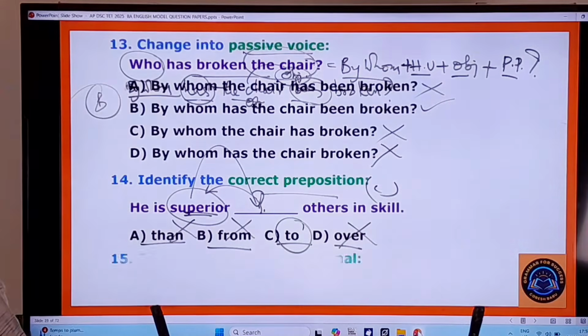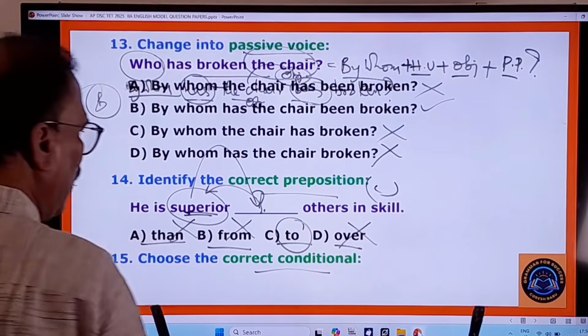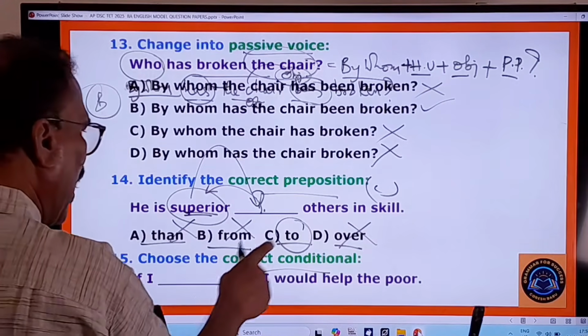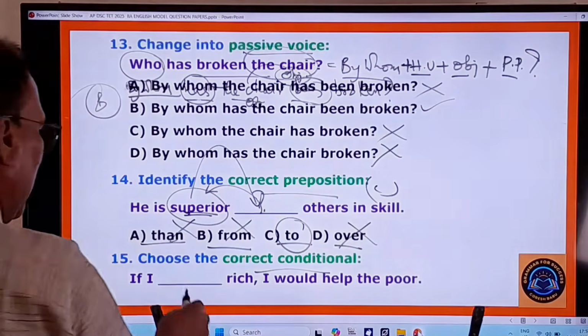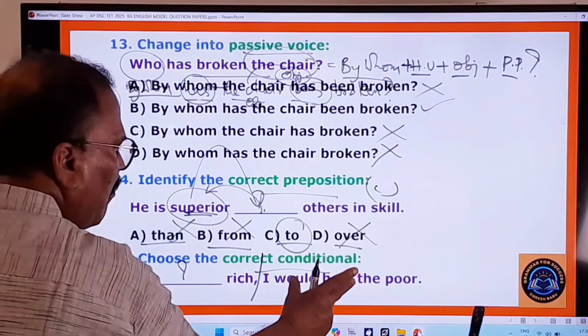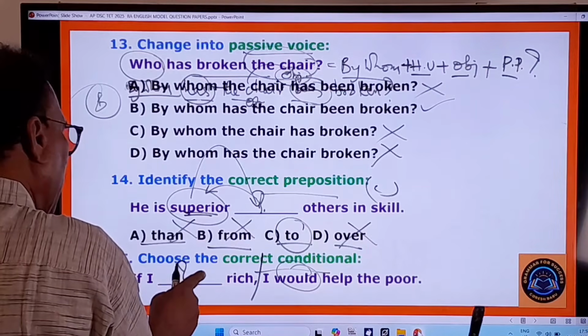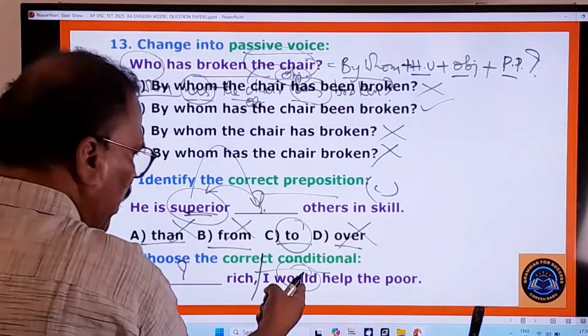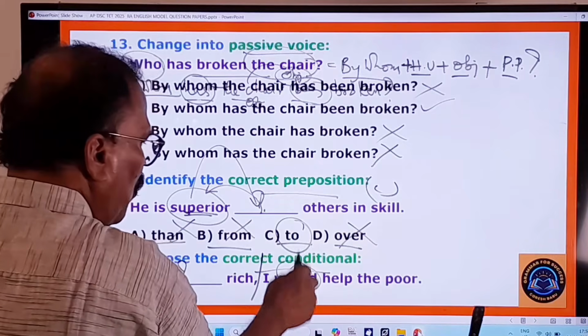Now you move on to the 15th question. Choose the correct conditional. And here, if I dash rich, I would help the poor. Here, the blank is given in the if clause. This is the if clause part. This is the main clause part. If you want to fill in the blank in the if clause part, you should look at the main clause part. What is there? Would is there.